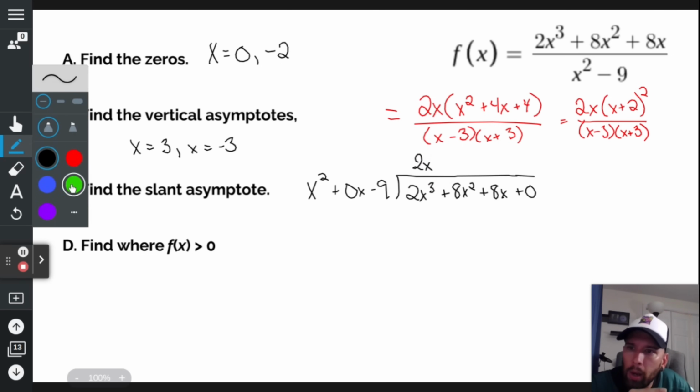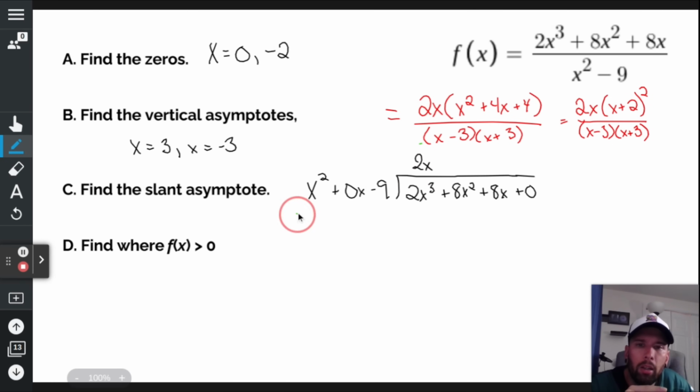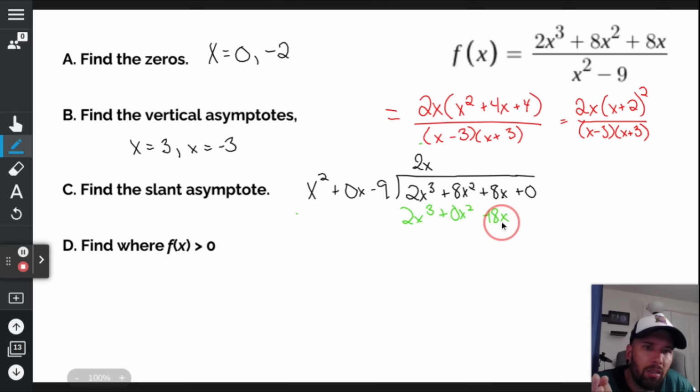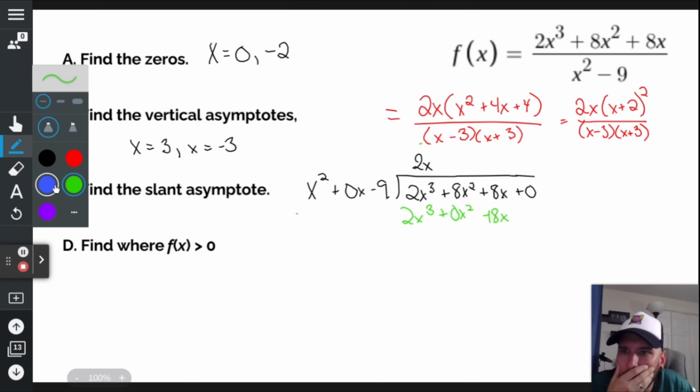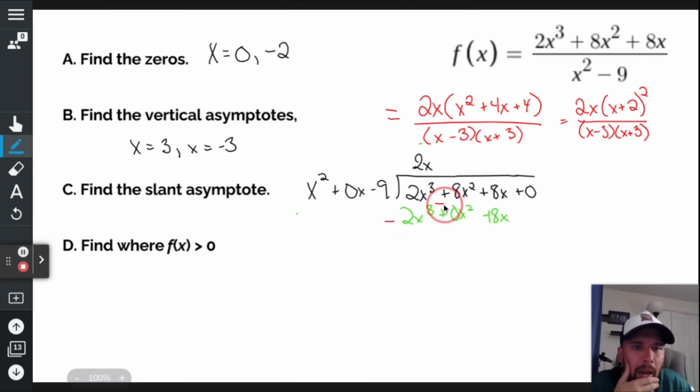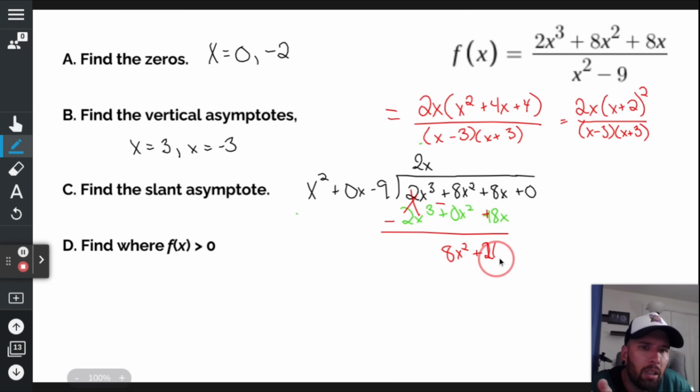Okay, multiply 2x to this whole thing. 2x times x squared is 2x cubed plus nothing, x squared, minus 18x. Okay, flip the signs. Minus, minus, plus. You go away. You become 8x squared. That is a minus, so it became a plus. I was just making sure I did it right. 26x, not that it matters, plus 0.